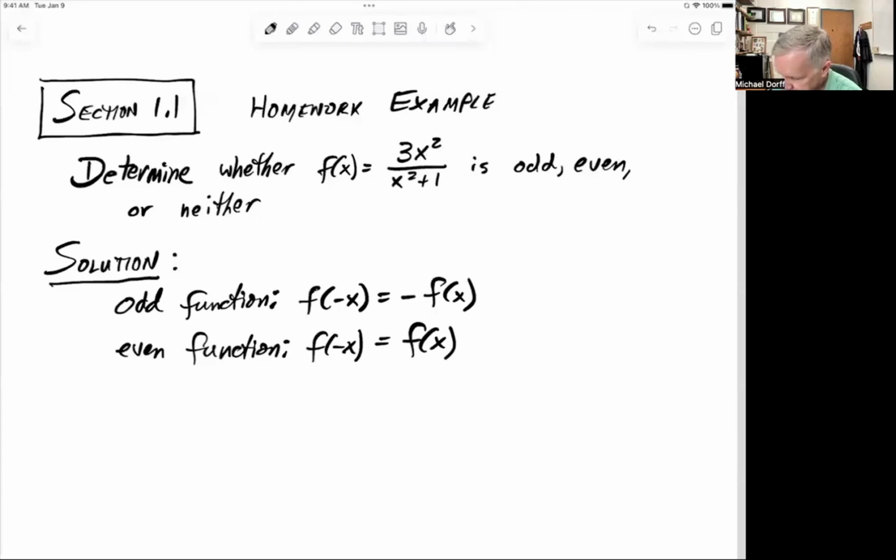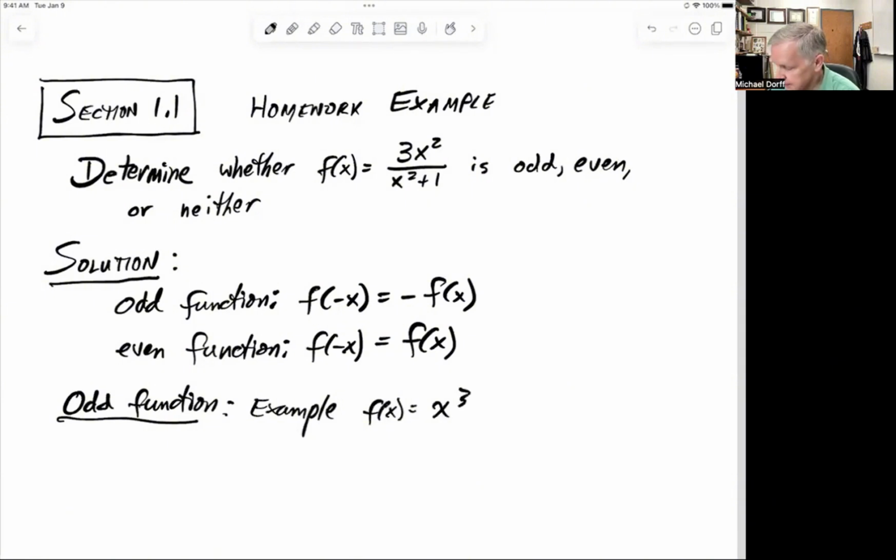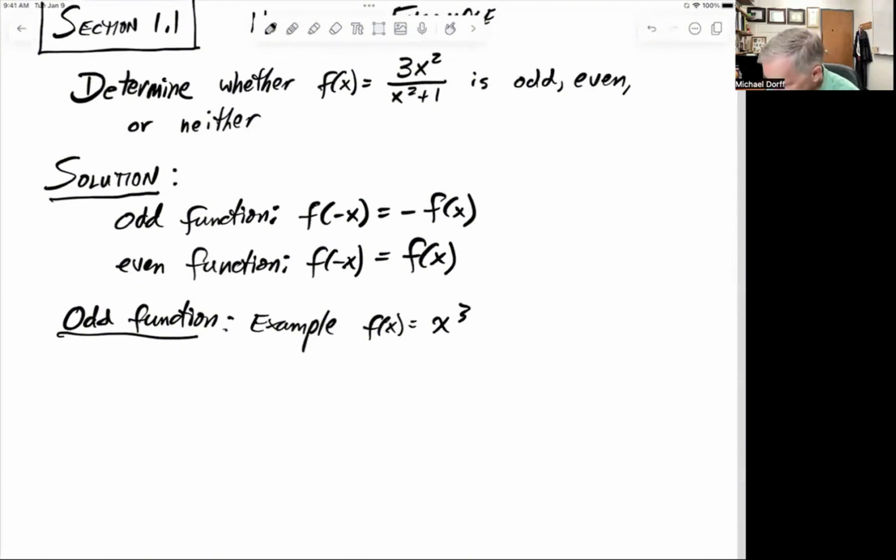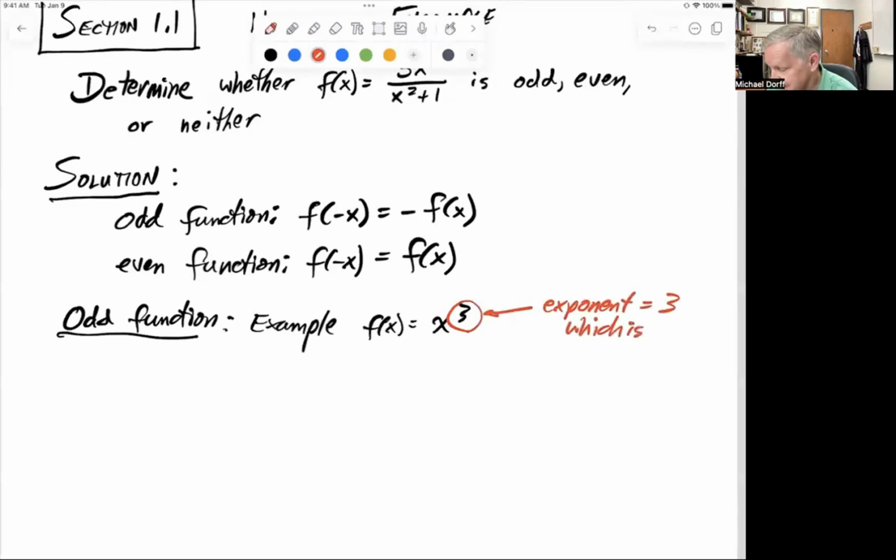So let's go into this a little bit more in depth. Why is it called an odd function, first of all? Well, an example of this is the function f of x equals x cubed. Notice that on this one, the exponent is 3, which is odd, meaning it's an odd number, not because it's weird, but just because it's an odd number. And what does the graph of that look like? Well, this is one of those that I asked you to memorize. The graph of f of x equals x cubed looks like this.